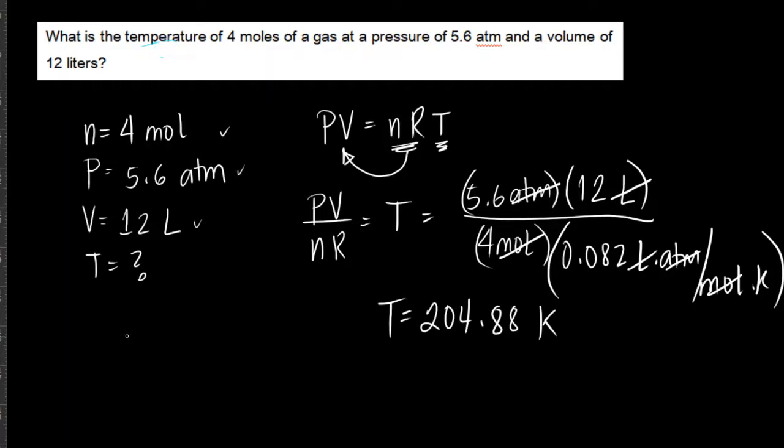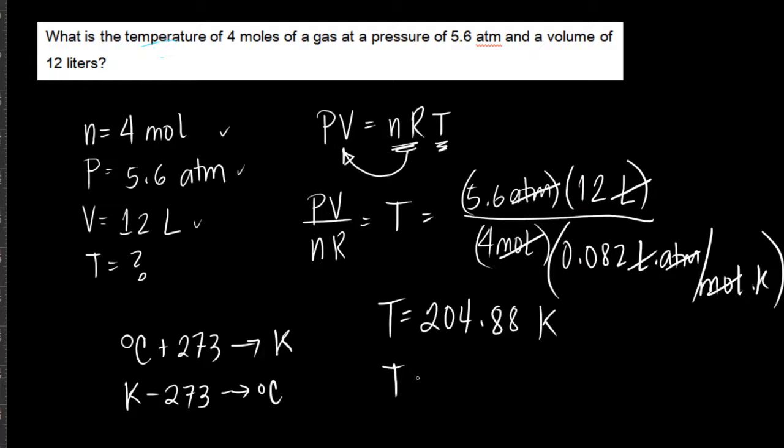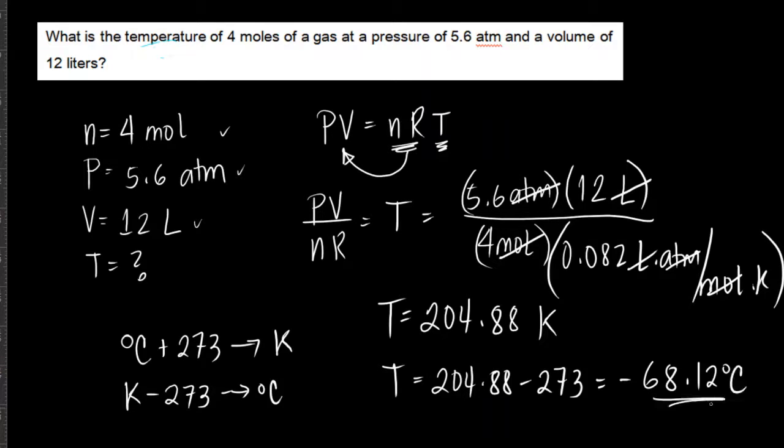A review. To convert degree Celsius to Kelvin, you just add 273, right? Now, if you want to convert Kelvin to degree Celsius, we subtract 273. Okay. With that, our temperature is 204.88 minus 273. That is negative 68.12 degrees Celsius.